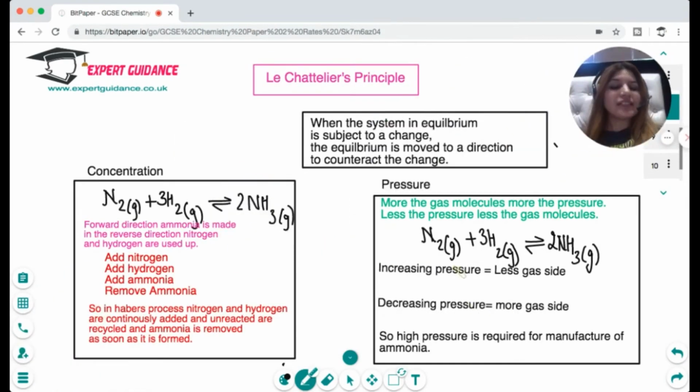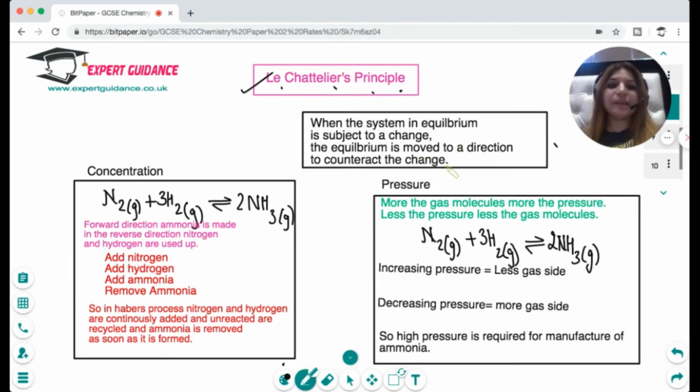Now, why are we studying equilibrium? So that we can alter equilibrium. And how can we alter equilibrium? By Le Chatelier's principle. Now, first of all, remember the definition and always write it in the same way. When the system in equilibrium is subject to a change, the equilibrium is moved in a direction to counteract the change.